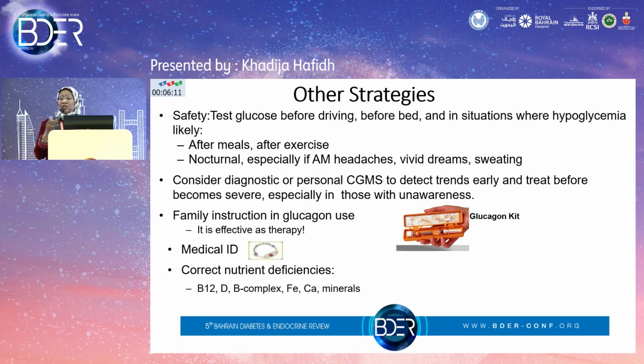Other strategies, of course, are very simple clinical things. You're making sure that the patient is safe. So if they're driving, they've got to know that they're not having a hypoglycemic event before they drive. We've offered many patients the CGM. At least it helps them to monitor their glucose levels. Making sure that they've got a glucagon kit handy with them and they know how to use it, or at least the family member around them knows how to use it. A medical ID bracelet also helps, and making sure that they've corrected all their nutrient deficiencies, B12, iron, and that all the minerals are sorted and at good levels.